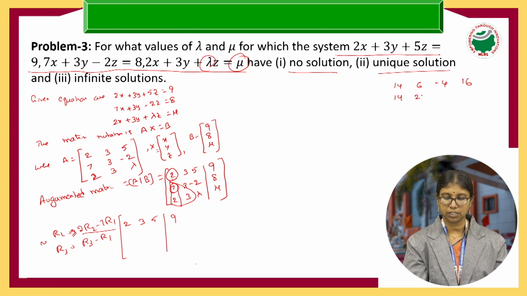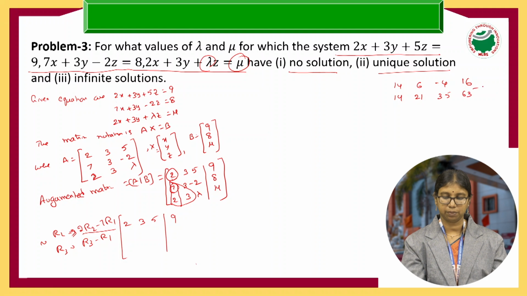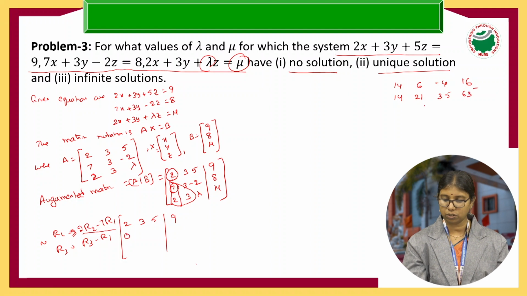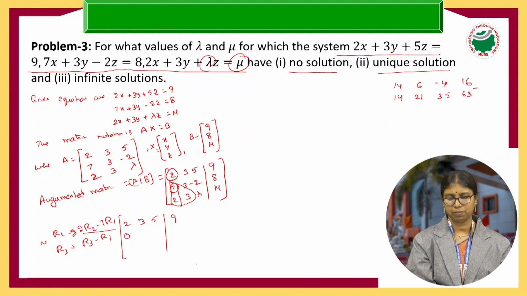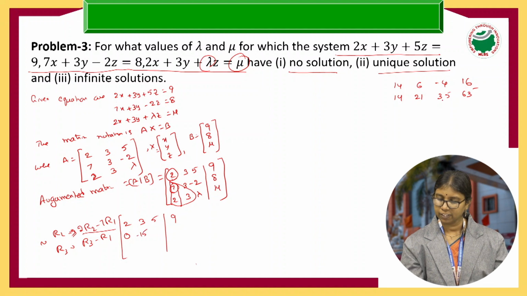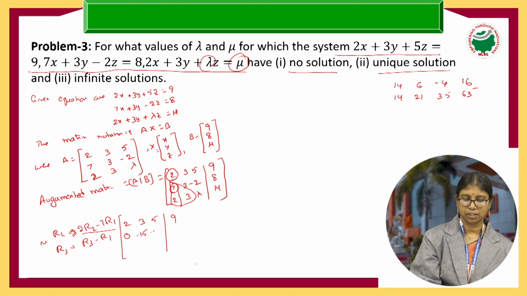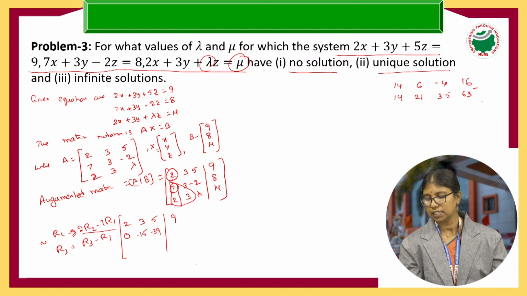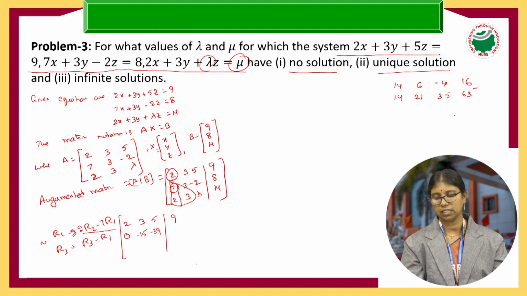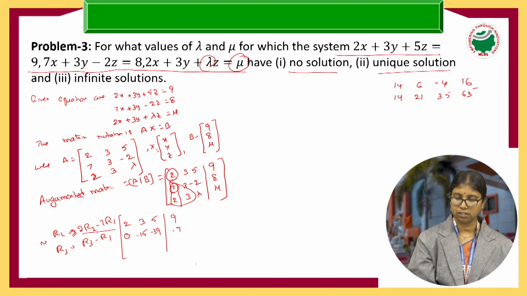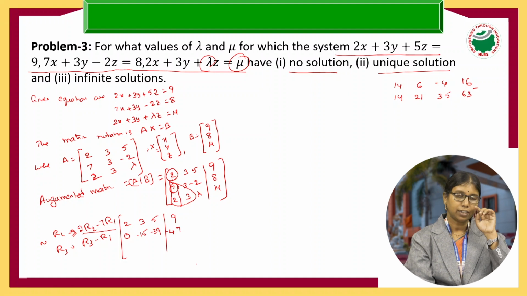7 2s are 14, 7 3s are 21, 7 5s are 35, 7 9s are 63. Now by subtracting, this is 0. 6 minus 21 means that is minus 15. Minus 4 minus of minus 35 is minus 39. 16 minus 63 is minus 47. Next, R3 minus R1.